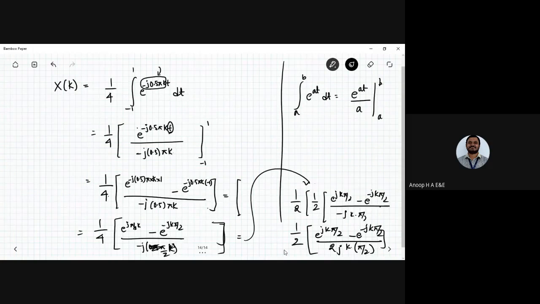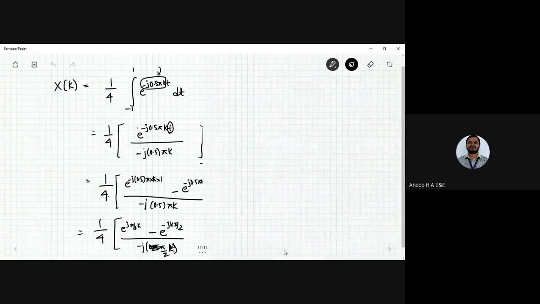Hope you agree to this. Do you agree? I have taken the minus sign common, which is why I can write it like this. I have taken the minus sign outside, which was not shown in the previous steps, and written it directly here.